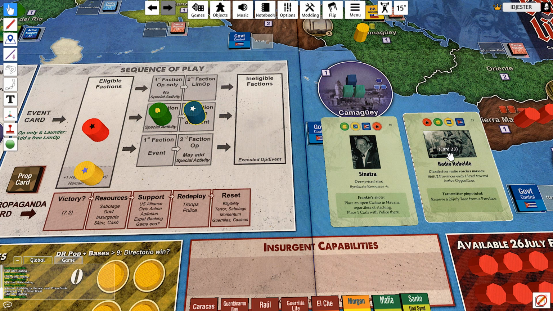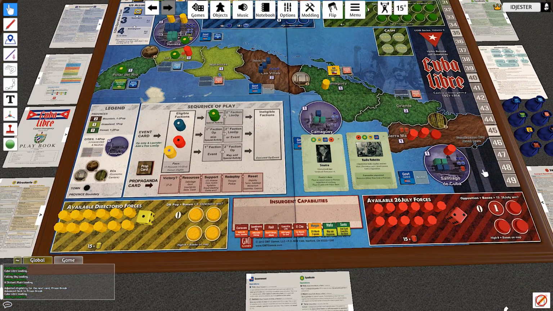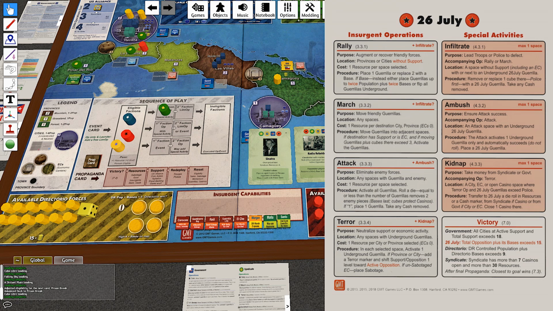So he's basically wasted a turn to pass. All right, so he's going to take his limited op. Now, let's scroll over and think about one more option. So we have this last option. This last option is op only, no special activity. So if the green player goes there, again, he is going to get an operation only.